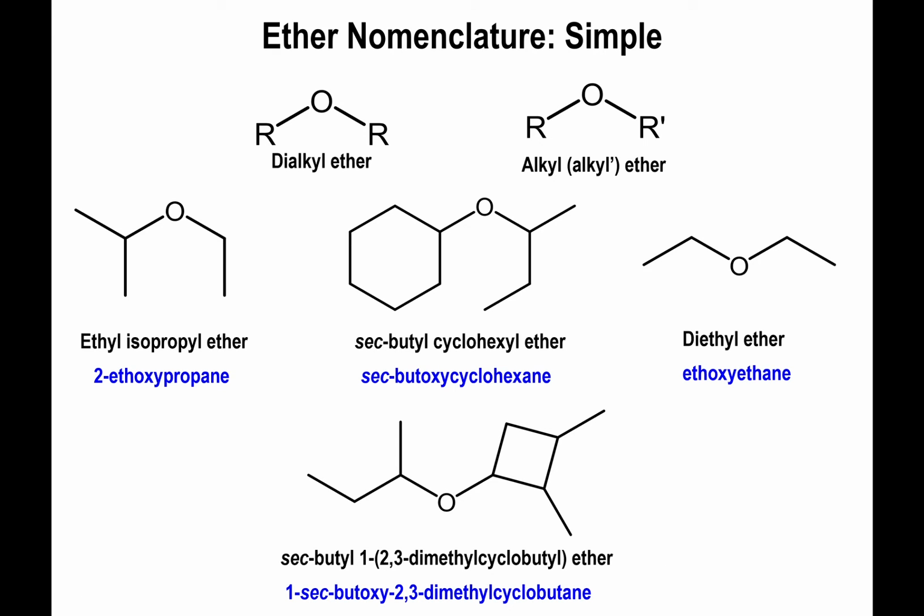And of course, don't forget to write ether at the end of the name. Alternatively, if you want to go with the IUPAC name, you could call this 1-sec-butoxy. So now this whole thing is a substituent, and the parent chain is your cyclobutane structure. So sec-butoxy is one of the substituents. You still have the two methyls, so it's 1-sec-butoxy-2,3-dimethylcyclobutane. So two ways of addressing the same type of molecule. Sometimes it might be easier just to stick to the IUPAC name, like in the case of these complex molecules. Other times, if you're dealing with simple alkyls, then you can just use the common ether name for naming these compounds.